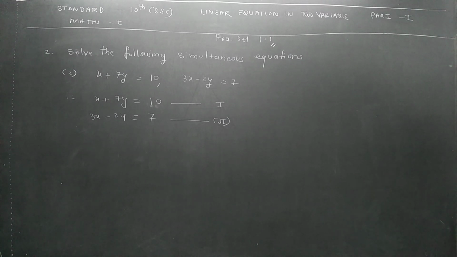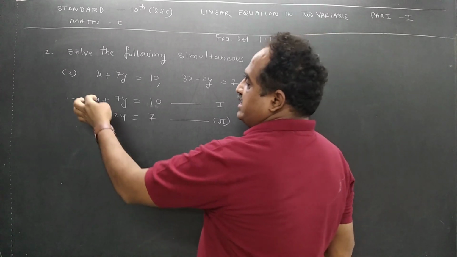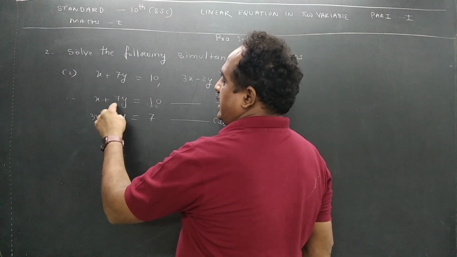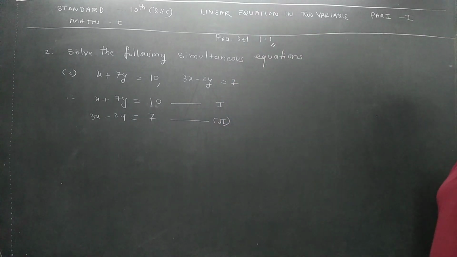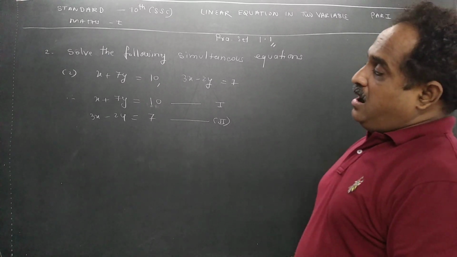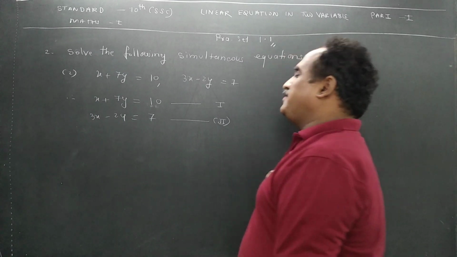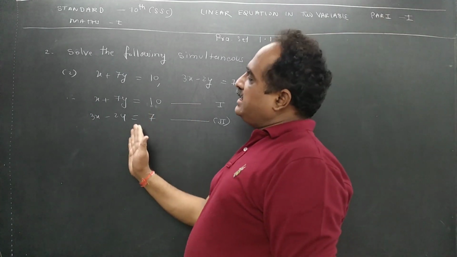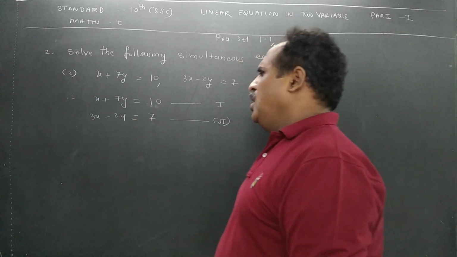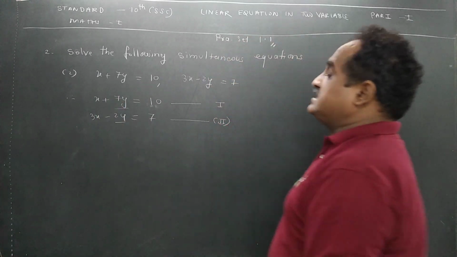Now what care do you have to take? The coefficients should be the same. It is 1, it is 3, it is 7, it is 2. Either you try to make the coefficient of x the same or of y. Suppose I prefer to go for y because I am getting the answer first for x. There is no need that you only look at y. If it is easy, you can go for x also. So here we try to make the coefficient of y the same.